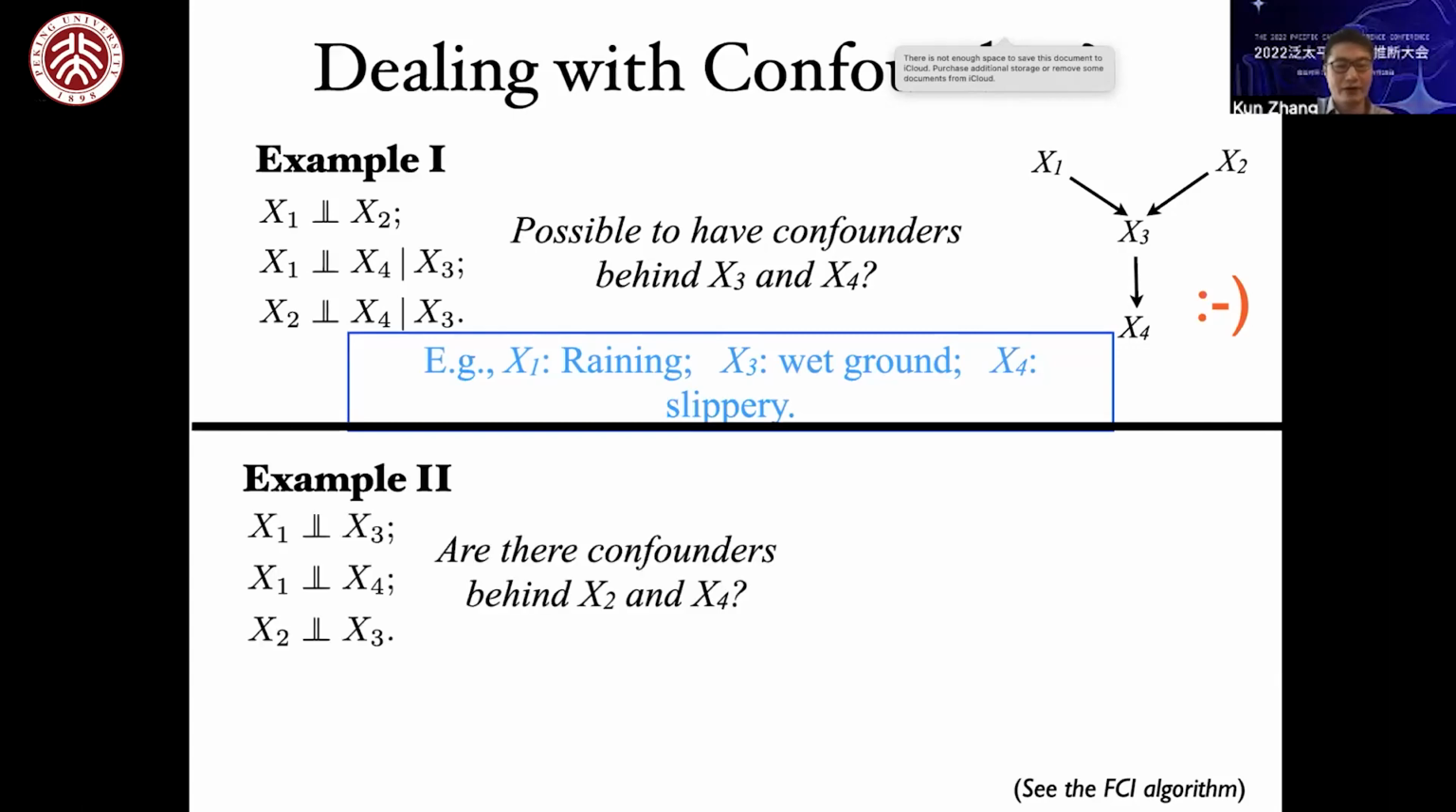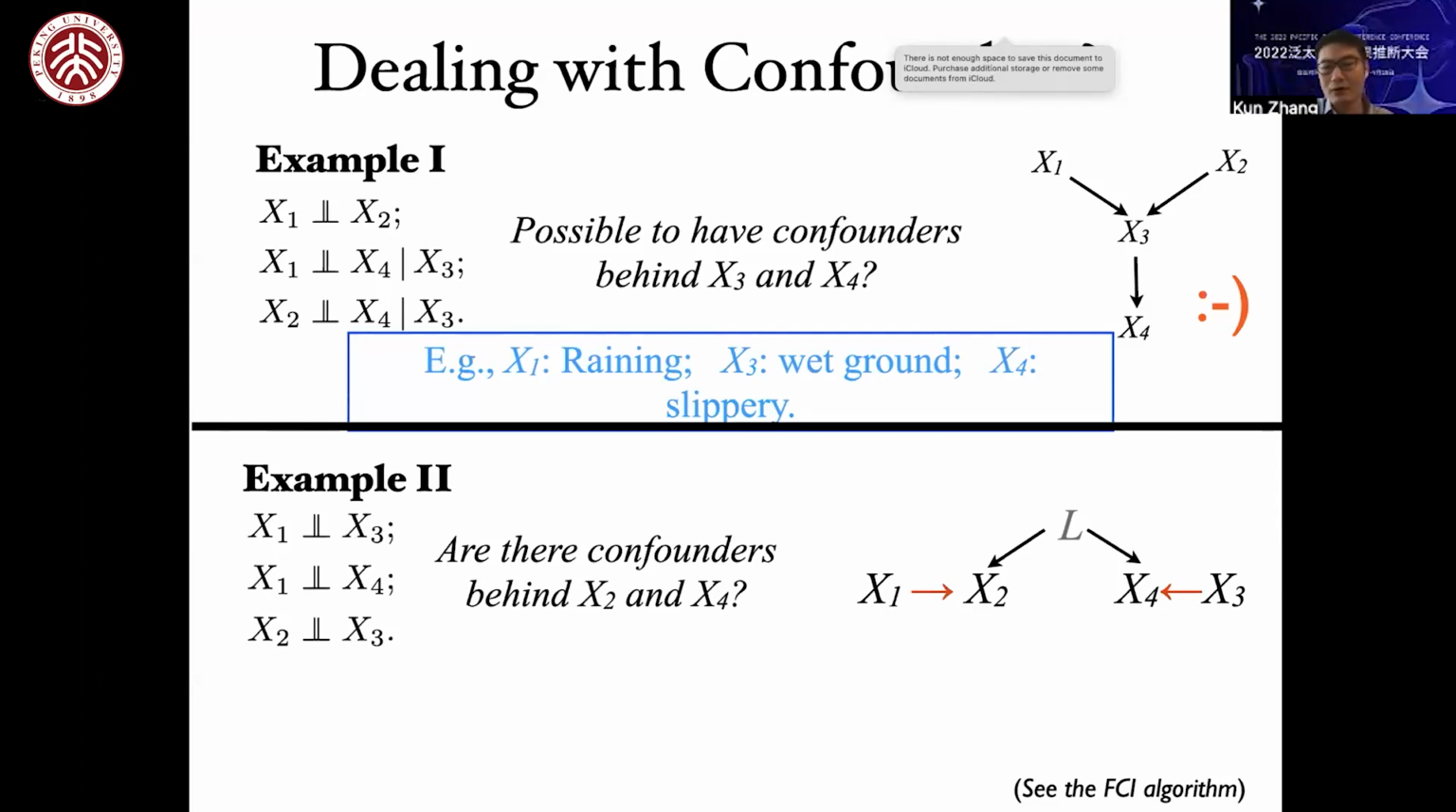Here, again, we have 4 variables. And if you apply PC, you see x1 is adjacent to x2, x2 is adjacent to x4, and x4 is adjacent to x3. However, in this case, we know there must be confounders behind x2 and x4, although we know they are dependent, right? Here, to explain this set of independence relations, we have to introduce confounders. Otherwise, you'll see some contradictions.